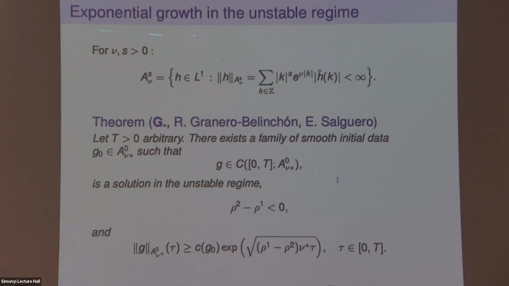Now we are going to consider exponential growth in the unstable regime. Okay, we're going to prove exponential growth. So the type of result we can prove is the following. You pick for me a time as big as you wish. I can find a solution that in the unstable regime grows exponentially up to this time. And the way we measure the growth is with this analytic norm, that now I'm going to show you why.